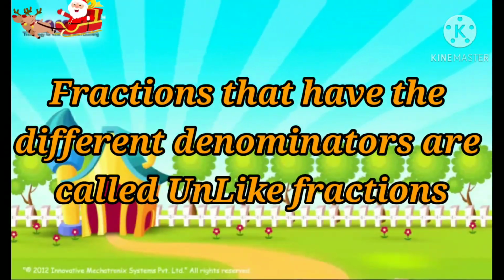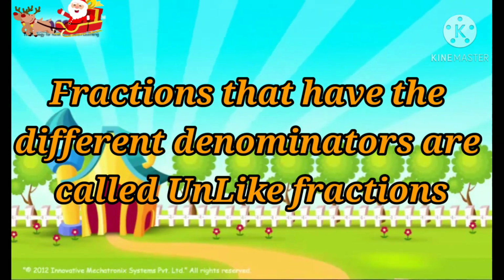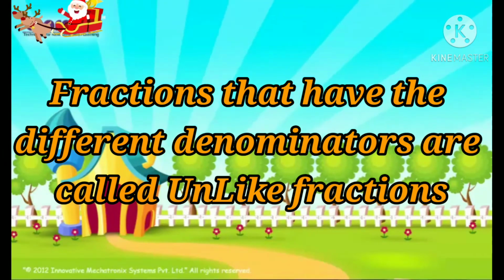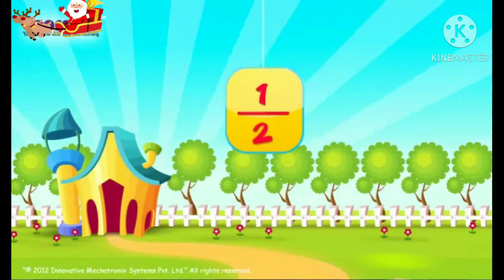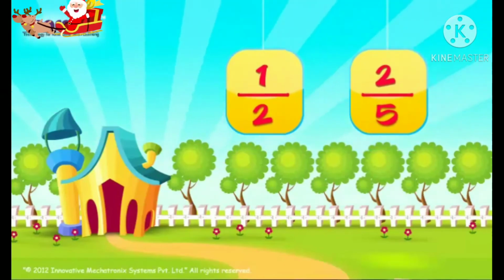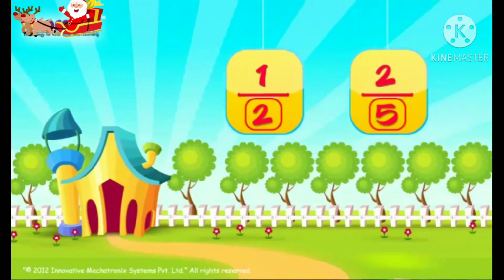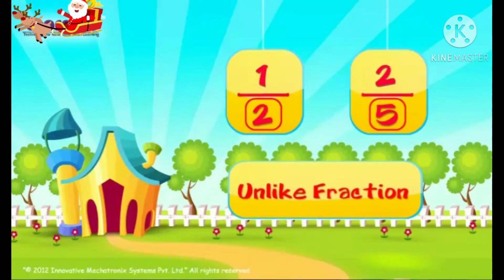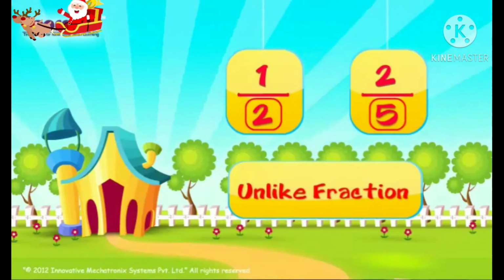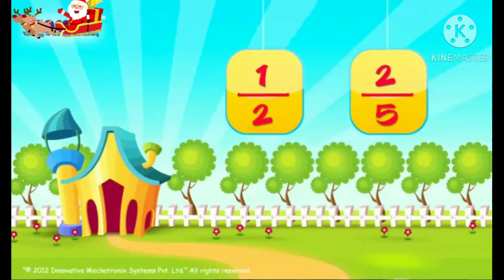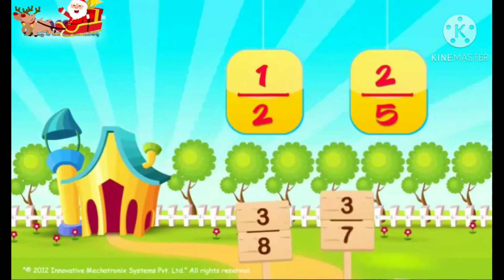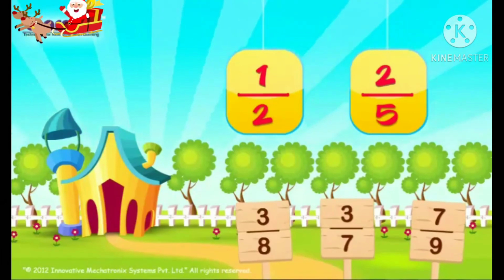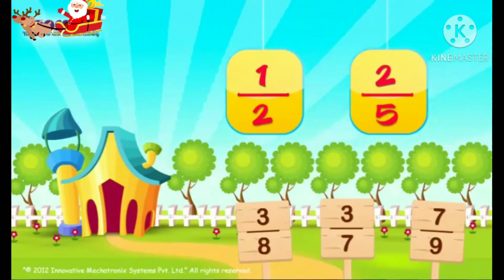Unlike fractions, fractions that have different denominators are called unlike fractions. 1 by 2 and 2 by 5. 1 by 2 and 2 by 5 are unlike fractions because the denominators are not the same. 3 by 8, 3 by 7 and 7 by 9. These all are unlike fractions because their denominators are not the same.